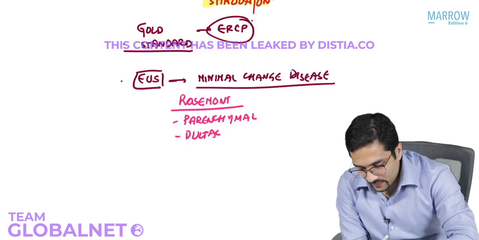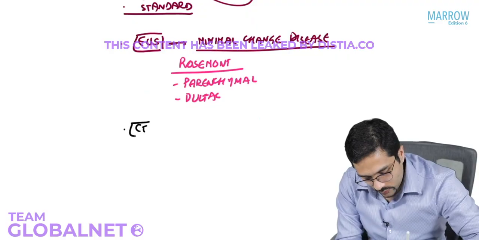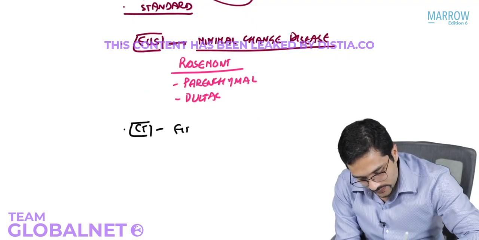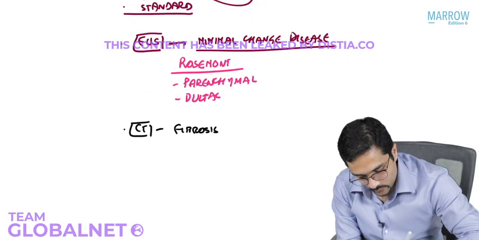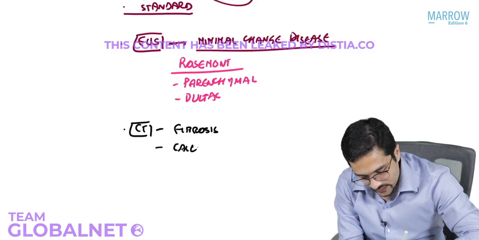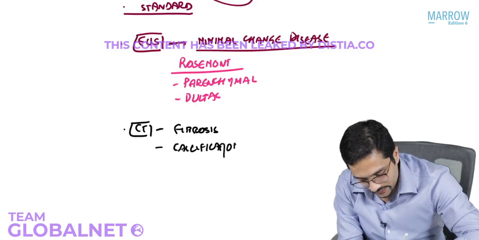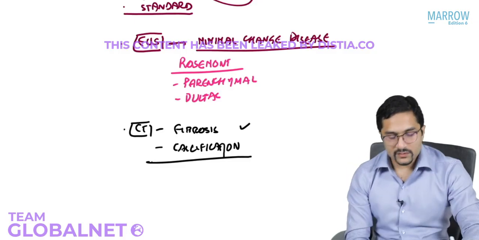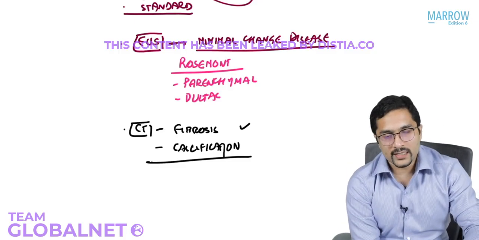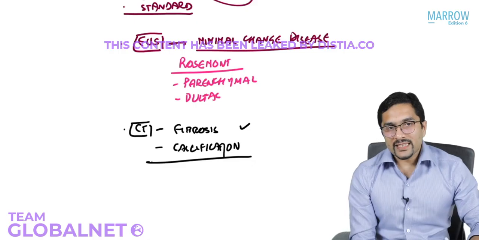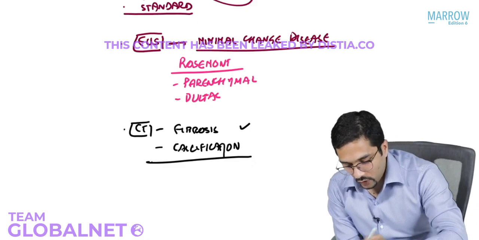Also, CT scan can be done, and on CT, you will see fibrosis inside the pancreas. There will be fibrosis and calcification which can be seen inside the pancreas as well. And these are the features which you will see on contrast enhanced CT scan. So these were the investigations. Now moving on to the management of chronic pancreatitis.